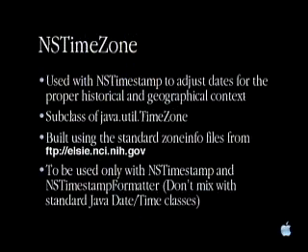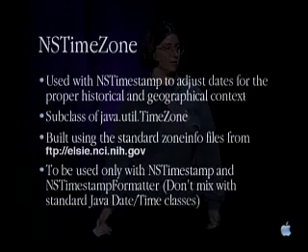We've created NS time zone, as I mentioned earlier. This allows you to have a correct historical and geographical context for your time. It's a subclass of Java util time zone. It's built using the standard zone info files that you get by FTP from lc.nci.nih.gov. This basically lets you, and there will be a talk about this later, if those files change, download the new versions, compile them, and drop them into WebObjects to get the new zone info. And it should only be used, as I mentioned, can't reiterate enough, with our time classes. Don't try and mix and match with Java.